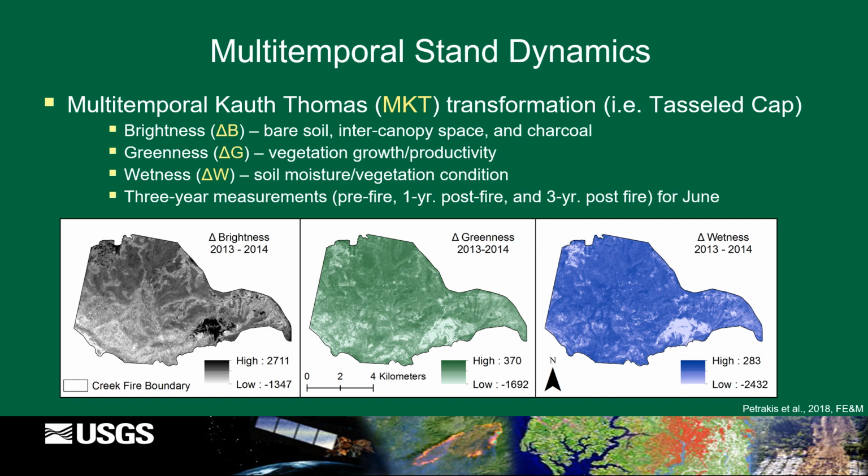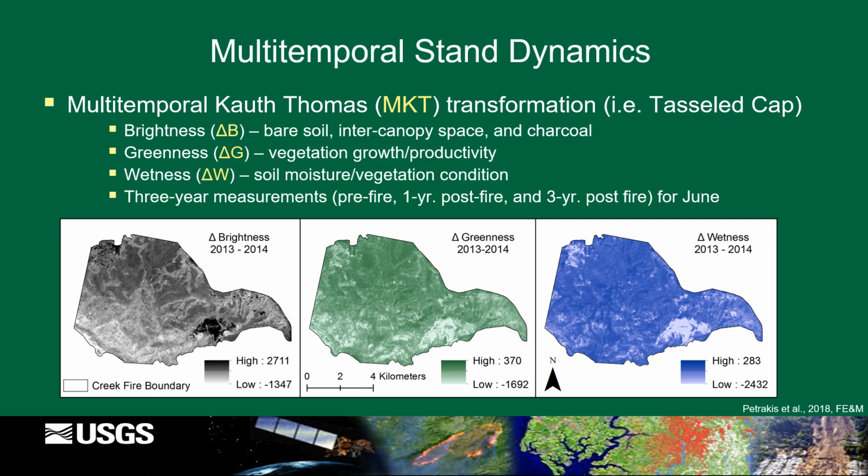Burn severity can give us an indication of what fire conditions were like on the landscape at the time of the fire, but we also need to quantify the post-fire vegetation response. To do that, we use the multi-temporal Kauth-Thomas, or MKT transformation. This is essentially a multi-date tasseled cap transformation. We produced a pre-fire MKT product, as well as a 1-year post-fire and 3-year post-fire product to measure response over time. By measuring the difference between the pre and post-fire images, we can see the post-fire response following the wildfire.